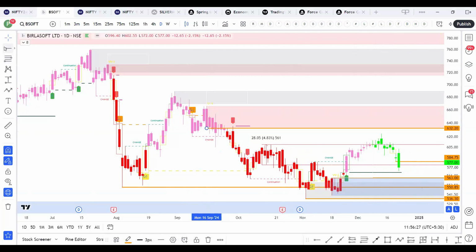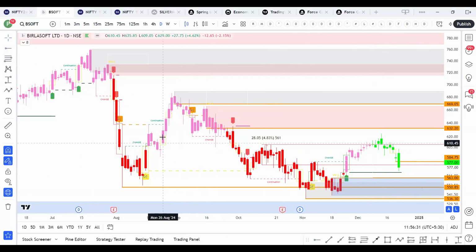So you can keep multiple targets, one at this, one at this. These selling areas can be your initial targets. Okay, sir. For partial profit booking, we may keep it. Yes, yes. Okay, got it.